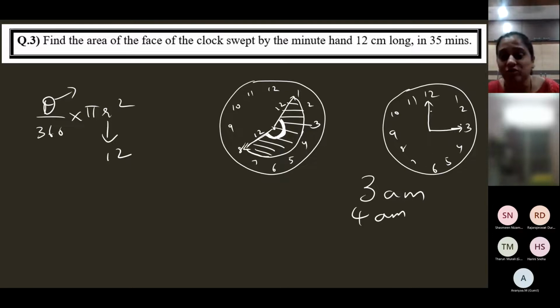At 4 a.m. At 4 a.m., the hour hand will only be at 4. The hour hand wouldn't have made a circle. It would have only traced a small sector on the face of the clock. The minute hand has swept the face of the clock once, has made one complete circle. So how long does it take? 60 minutes. It takes 60 minutes to go 360 degrees. Yes or no, children?